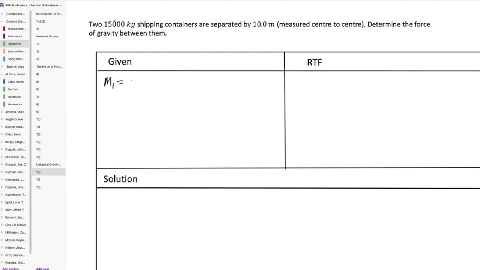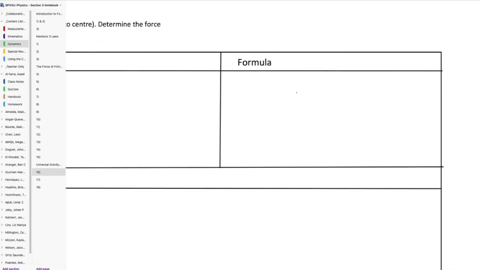So the first object has a mass of 15,000 kilograms, and same with the second. The separation distance between them is 10.0 meters. Notice the question is implying three significant figures. So we're looking for the force of gravity acting between the two objects. And since we're dealing with universal gravity, Fg is equal to G m1 m2 over r squared.